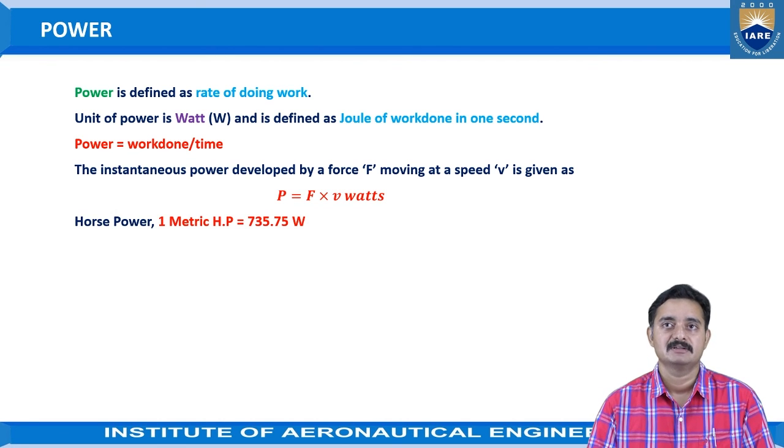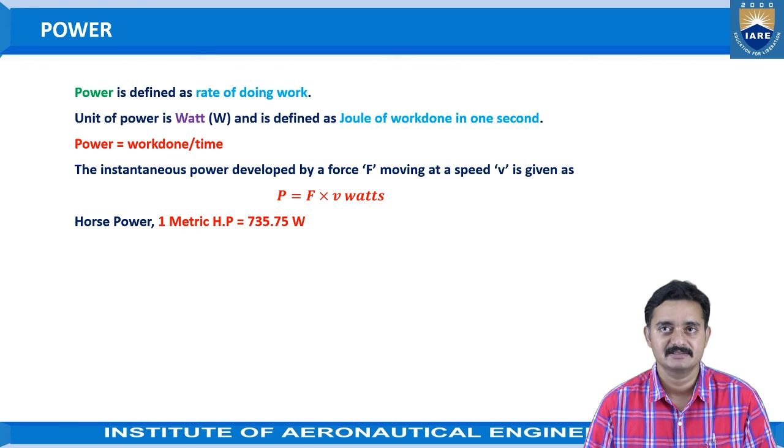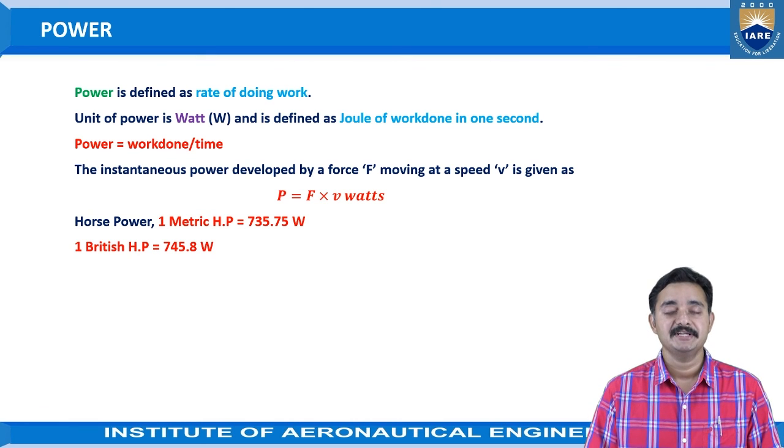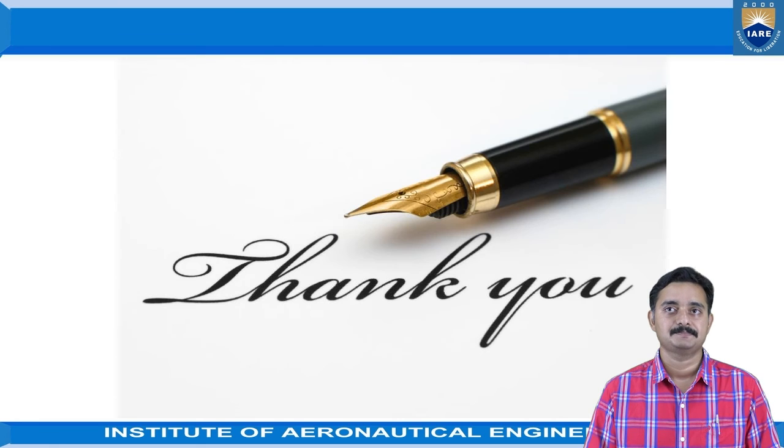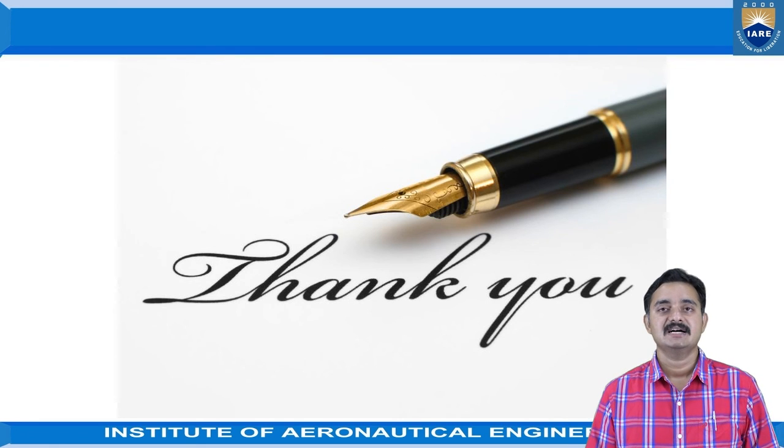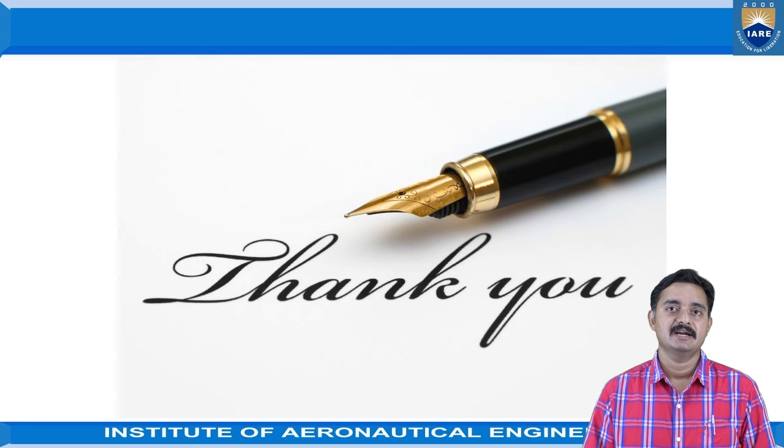Then horsepower: 1 metric HP is equal to 735.75 watts. Also, 1 British horsepower is equal to 745.8 watts. So this is regarding work, energy and power.